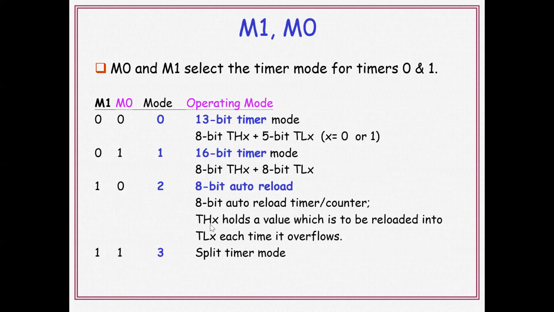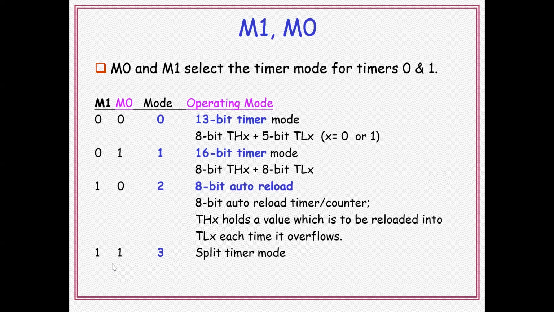TH0 or TH1, the timer higher order register, holds a value which is to be reloaded into TL0 or TL1 each time it overflows. So the counting operation is through TL0, but after every overflow, the initial value is automatically loaded into TL from TH0 or TH1.